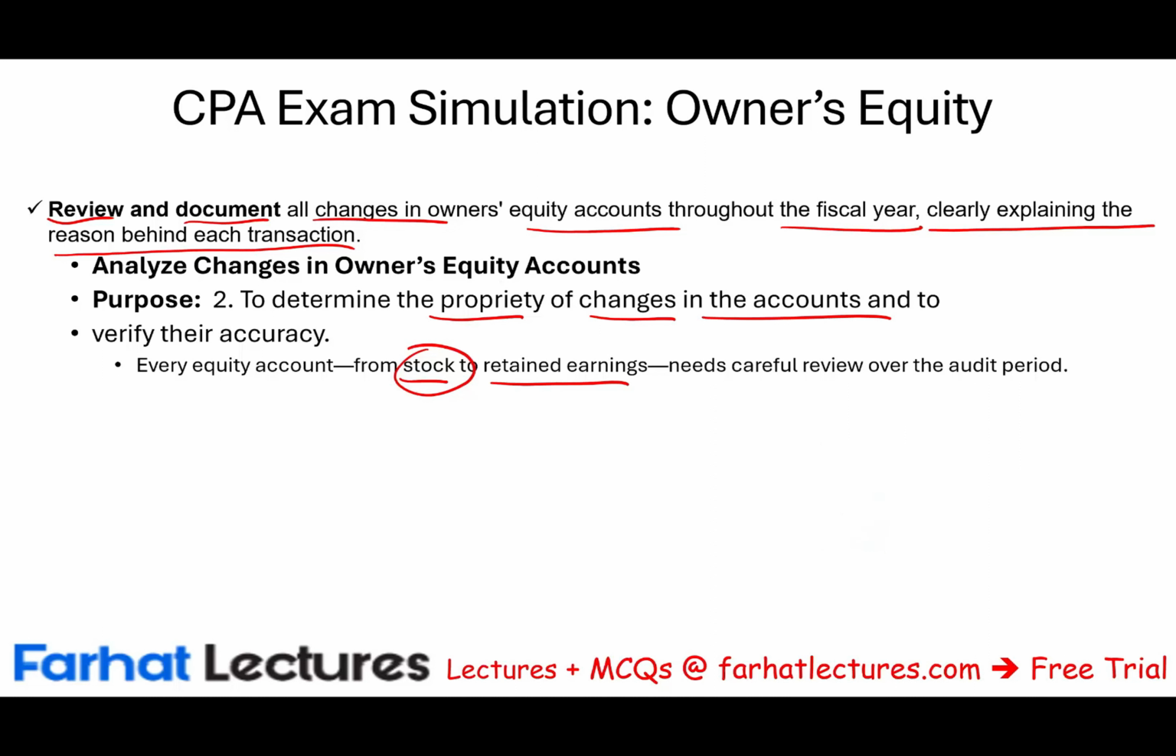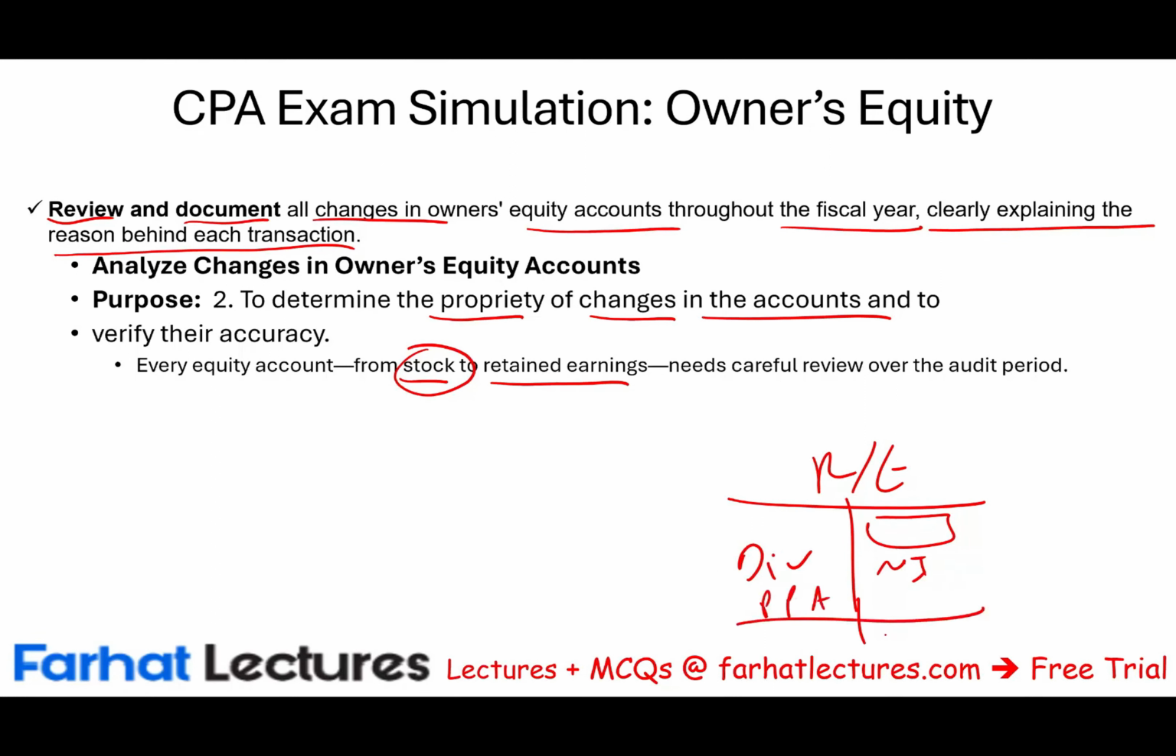You would look at retained earnings. You're analyzing the changes in retained earnings. You're going to have a beginning retained earnings. You might have net income. You might have dividends. You might have a prior period adjustment. And you're going to have an ending balance. So you're analyzing the changes.